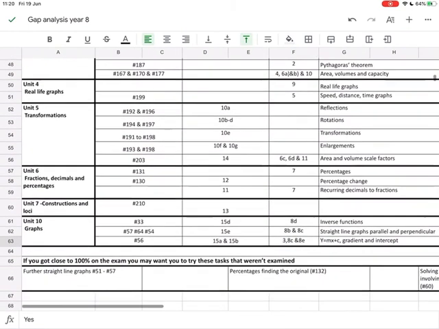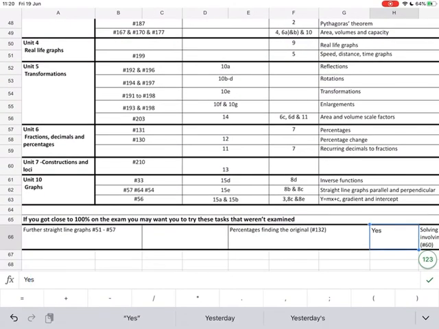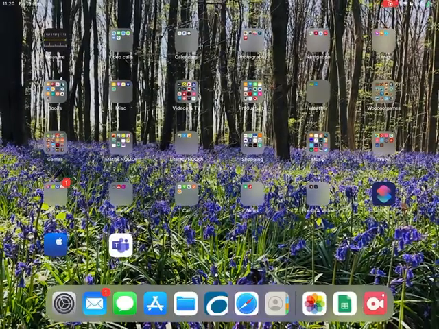Now let's say you did quite well. Maybe there's some areas where you just made a careless error and you actually are feeling fairly confident. If that's the case, there are some additional bits here. So it says if you got close to 100% on the exam, you may want to try these tasks that weren't examined. So again, there's a video number. So percentages finding the original didn't come up. So maybe you think I'm going to do that one. So you'll type yes in that box, and you will need to watch video 132, perhaps to remind yourself.